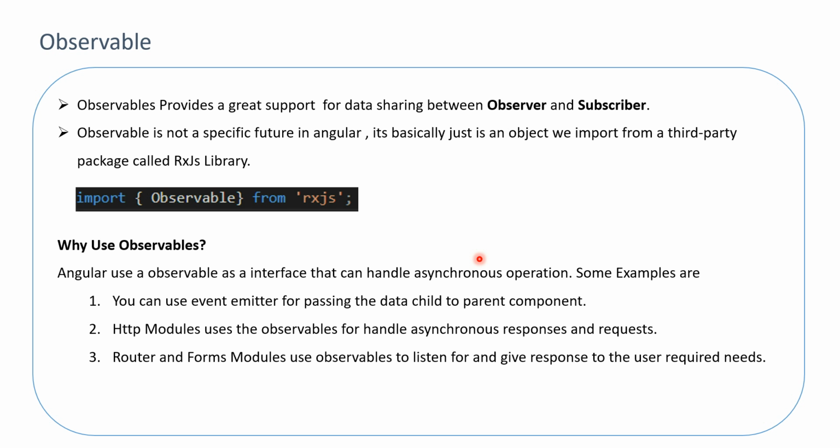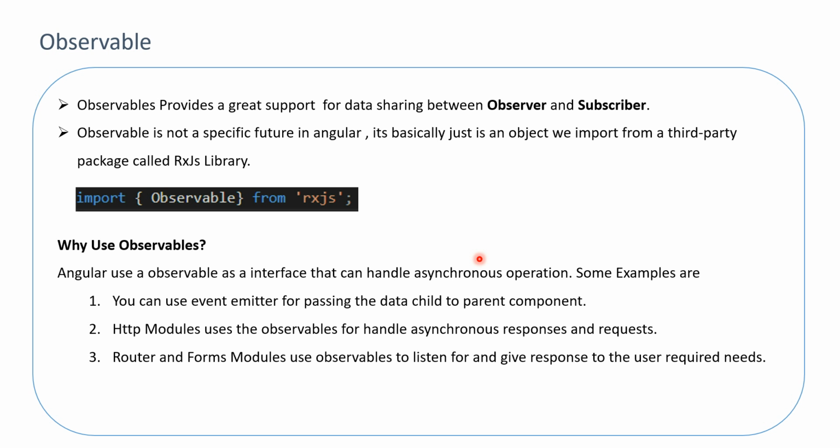Observable provides great support for data sharing between the observer and the subscriber. Here, the observer is nothing but a sender, and the subscriber is a kind of listener. Moreover, observable is not a part of Angular. It's an object imported from a third-party plugin called the RxJS library. The main use of observable in Angular is to handle asynchronous calls.